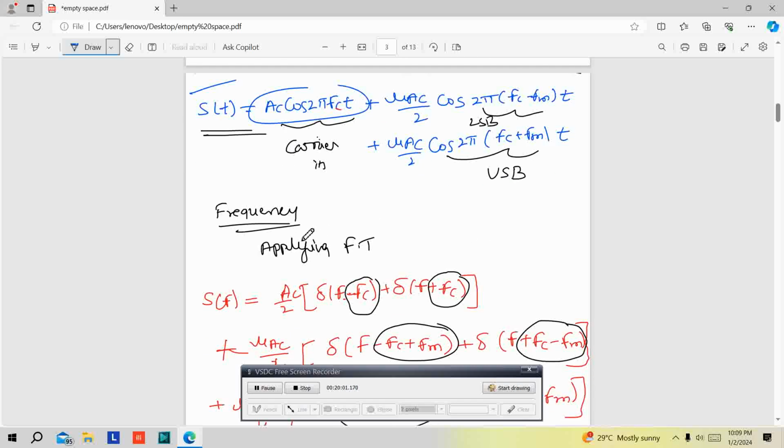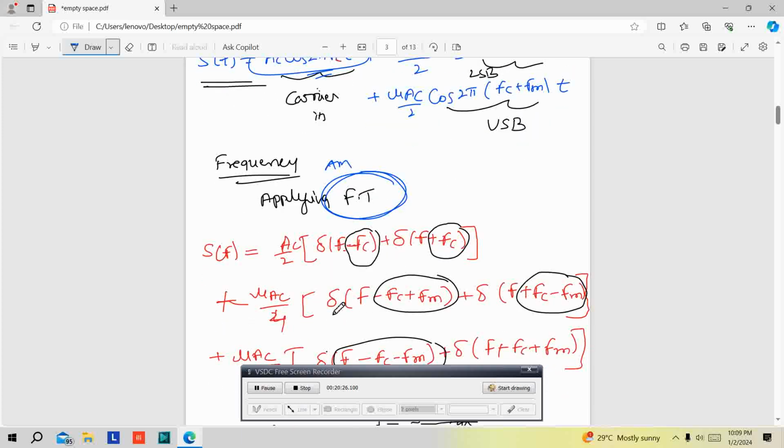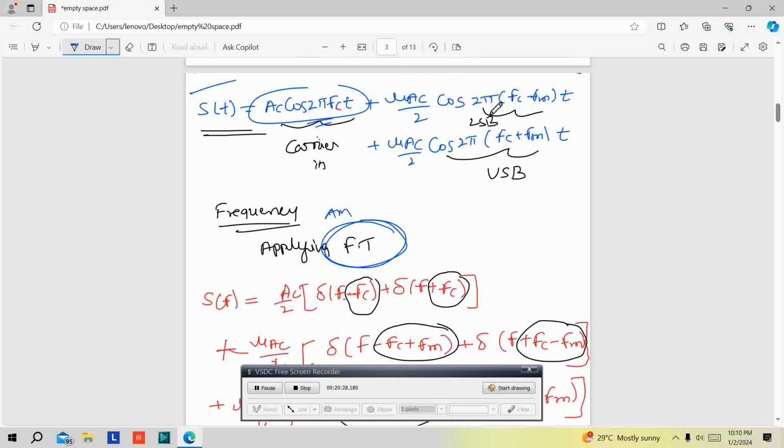Next, the frequency domain representation of an AM wave. How do you convert time domain into frequency domain? By applying the Fourier transform. So Ac stays as it is. What is the Fourier transform of cos 2 pi fc t? That is 1 by 2 of delta of f minus fc plus delta of f plus fc. Similarly, here mu Ac stays as it is. The Fourier transform of this, again 1 by 2, becomes 1 by 4, into delta of f minus fc.